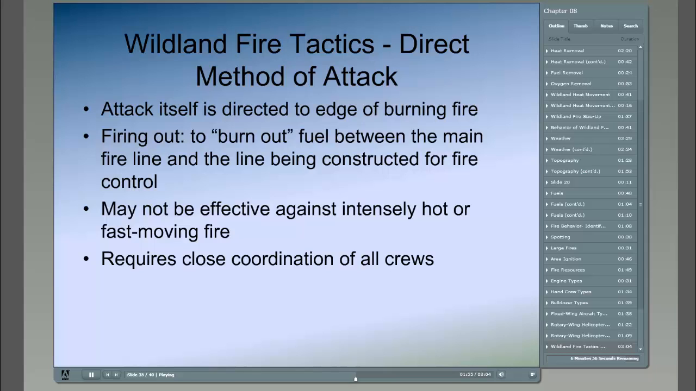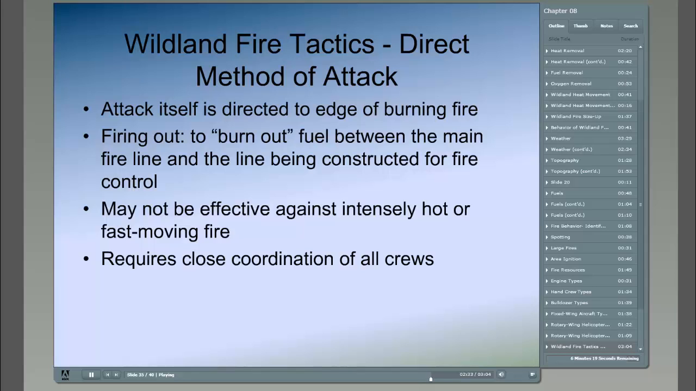The disadvantages of the direct attack are that it may not be effective against an intensely hot or fast-moving fire, and because this attack is risky, it requires close coordination of all crews. Generally, the incident commander makes this determination based on the flame length of the fuel, the topography, and the weather conditions. Because the fire line follows the burning fuel, it generally is longer in length and is irregular as it follows the edge of the fire, which causes a longer fire line.